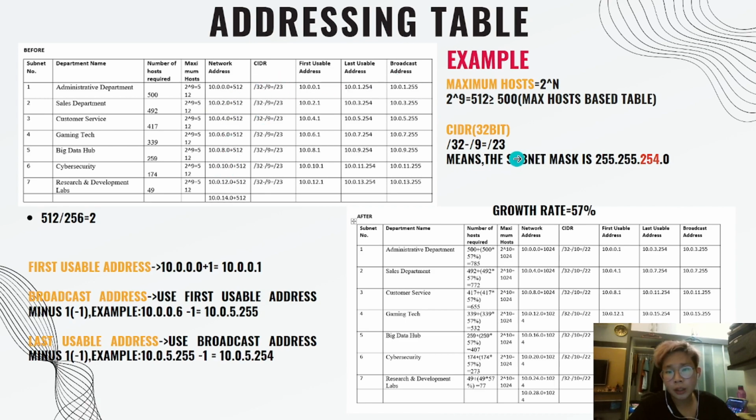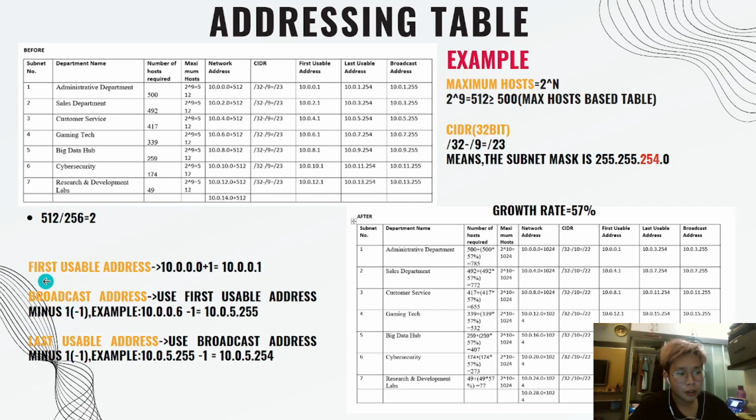For CIDR, the default is 32 bits, so we have to subtract the value that we get from the maximum host. So the answer is 32 bits minus 9 bits, which is 23 bits. This means the subnet mask is 255.255.254.0. This value my teammate will explain in the next slide.